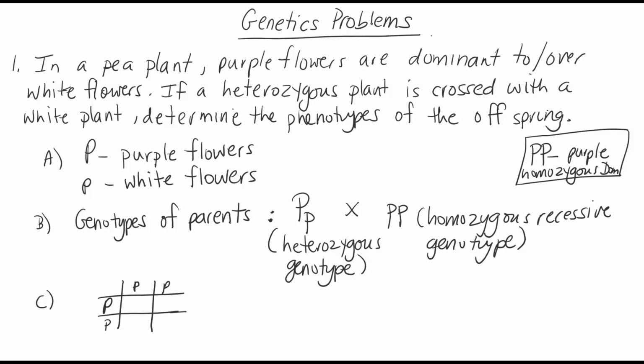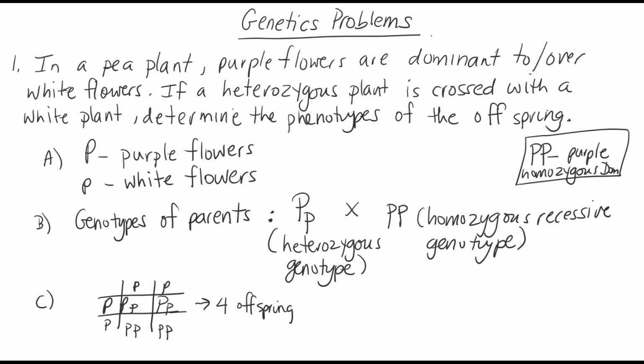Because you get one gamete from each parent, you're going to have big P, small p, big P, small p. And these two are small p. So this is small p, small p, small p, small p. Okay, and this is your cross. Basically these are your 4 offspring that are in that Punnett square. And the inside of the Punnett square shows the offspring's genotypes.